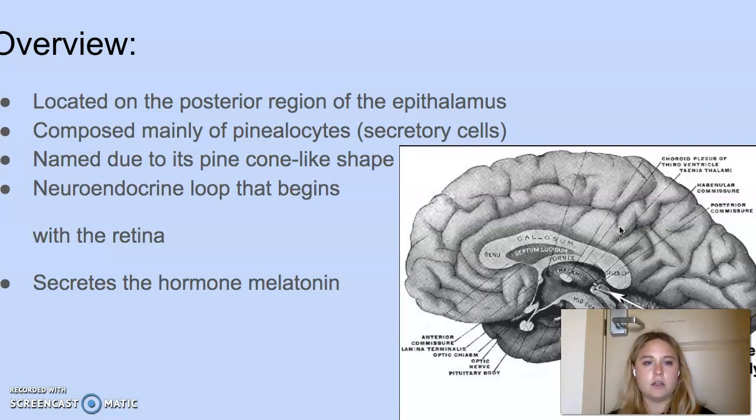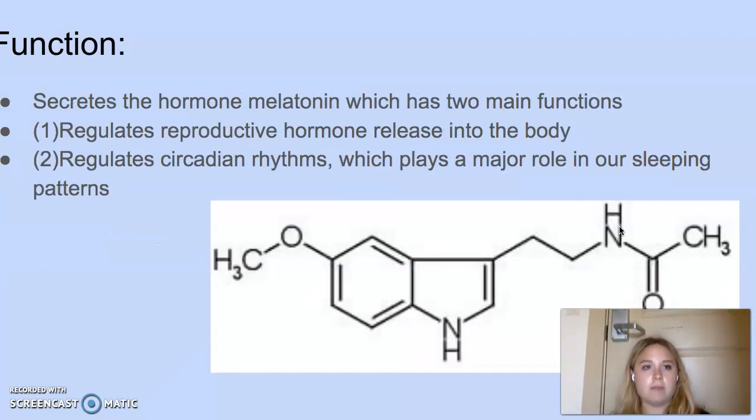Of the pineal gland. An overview about the pineal gland and what it does. It's located on the posterior region of the epithalamus, and it's composed mainly of pinealocytes, which are secretory cells that secrete melatonin. It's named due to its pine cone-like shape, and it's a neuroendocrine loop that begins with the retina. So the retina receives signals of whether it's light or dark outside, and that is relayed to the pineal gland, and that regulates the secretion of the hormone melatonin.